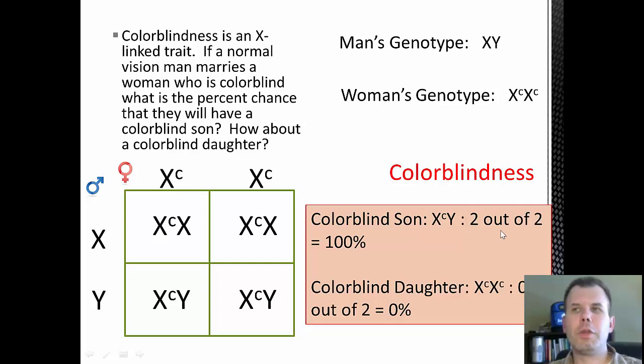So if you have a colorblind son, it's going to be 2 out of 2, which is 100%. Okay, you see that? Because again, both copies of their X's have the colorblind gene. Whereas in the females, they have one colorblind gene X for both, but one good. And when you have one good, that blocks out the bad. Okay, and so in this situation, since the colorblind daughter would be XC, XC, we don't have any of those, and so it's 0 out of 2 or 0%. And so hopefully you can figure this out.